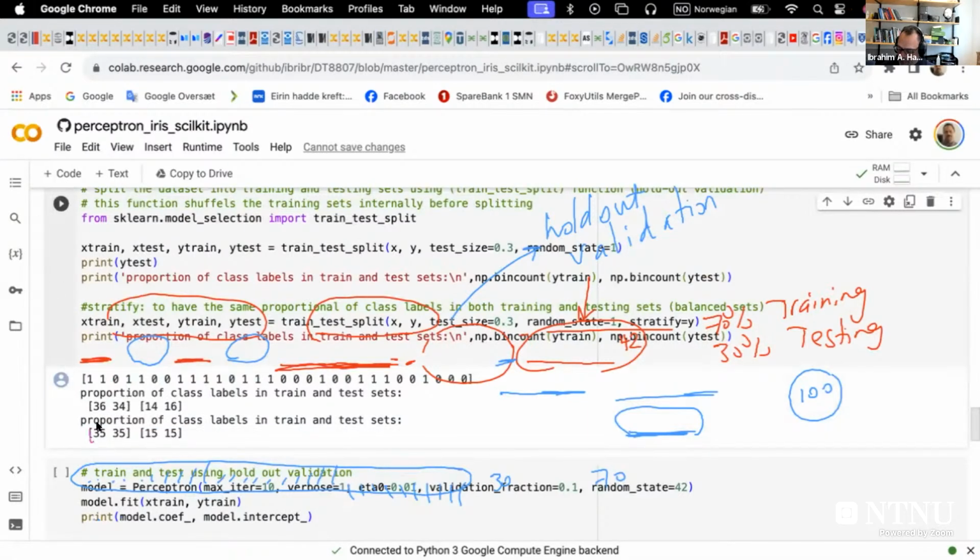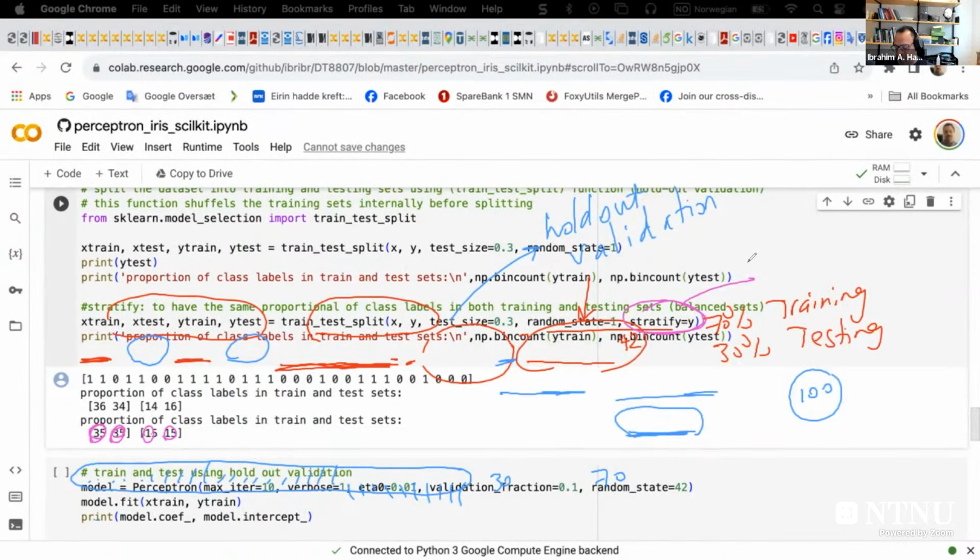35 from each class in training, and 15 and 15 in testing. We got this when we used stratify equal y. Stratify equal y is very important. When you select it, it will try to stratify the labels, so both classes, or three classes, or whatever, will be equally represented in the training and testing sets, which is much better for fair performance.